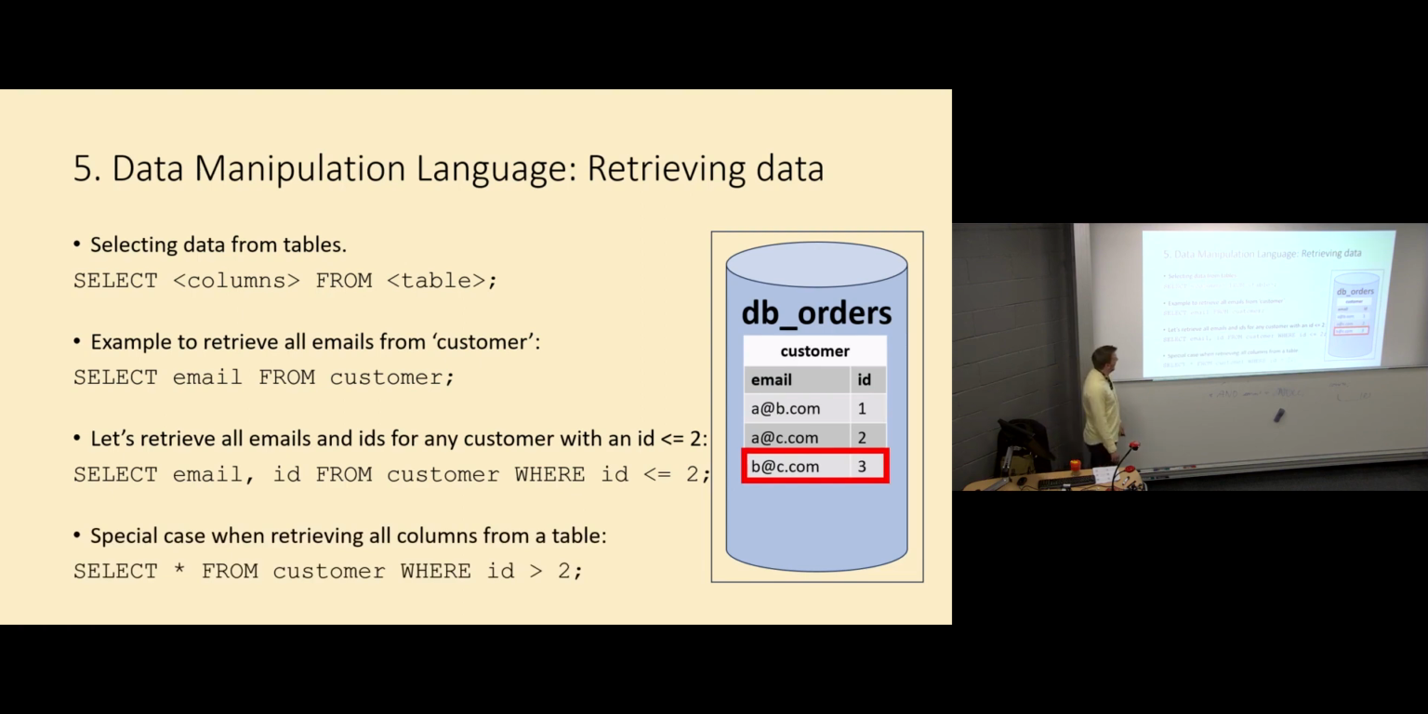There's a special case for select where you can provide select star, or select asterisk, and all that means is all of the columns. I want all of the columns. It's just a shorthand way of doing it, rather than writing out all the columns every time. So again, another example, where ID is greater than 2, we've retrieved all columns.